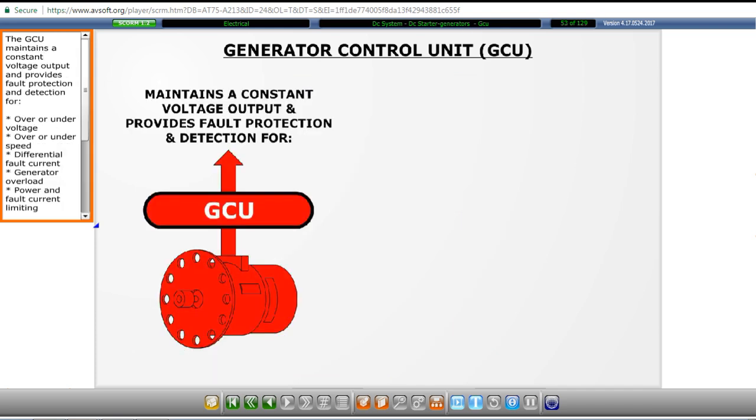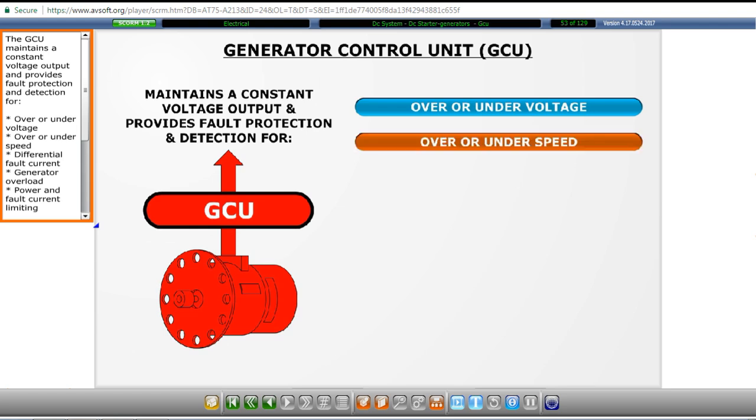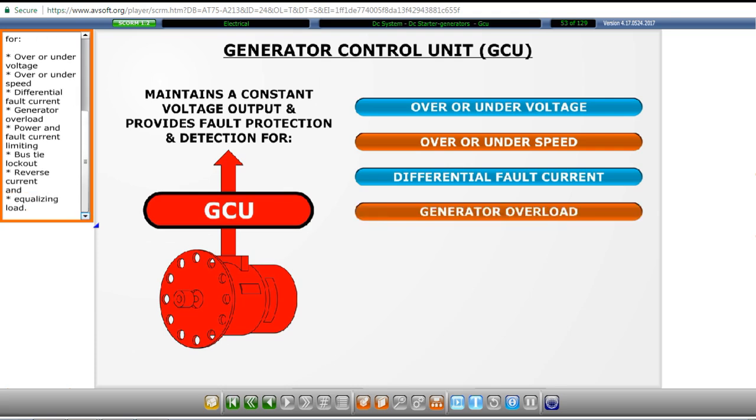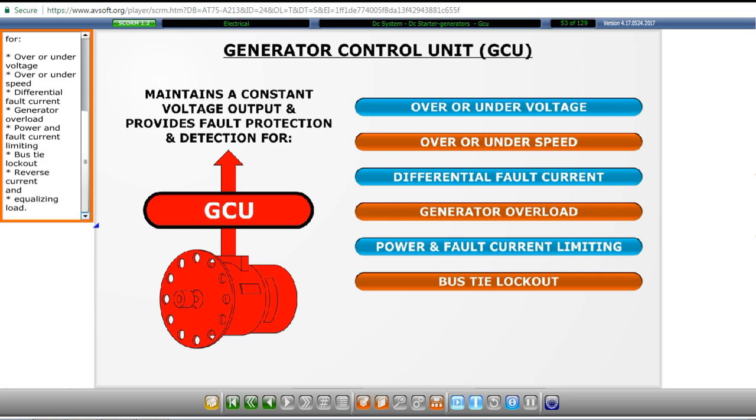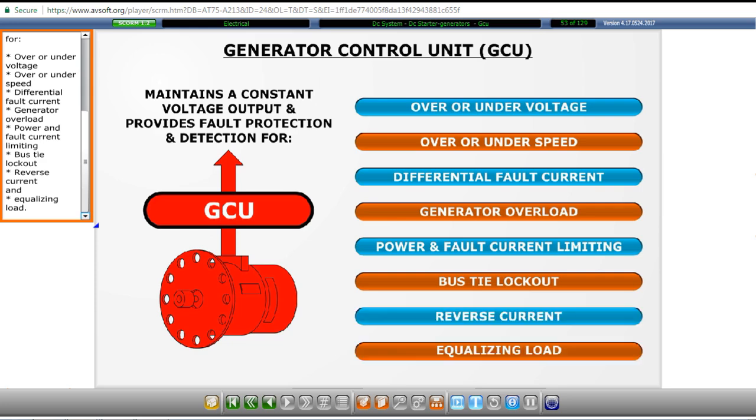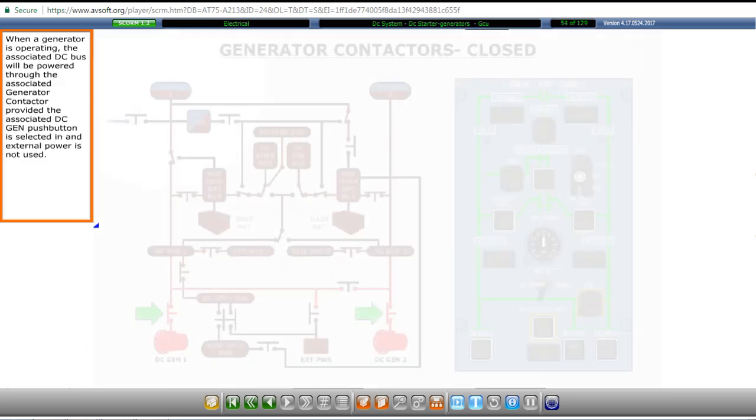The GCU maintains a constant voltage output and provides fault protection and detection for over or under voltage, over or under speed, differential fault current, generator overload, power and fault current limiting, bus tie lockout, reverse current, and equalizing load.